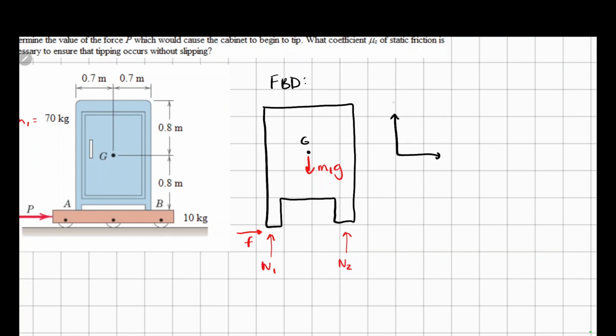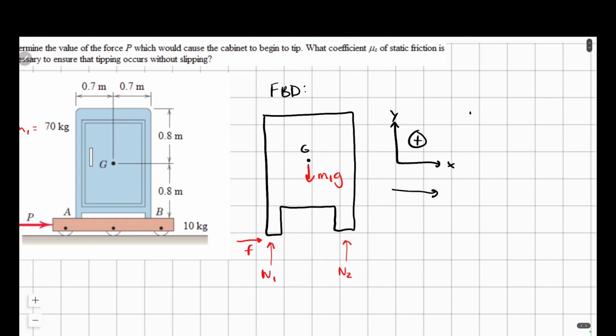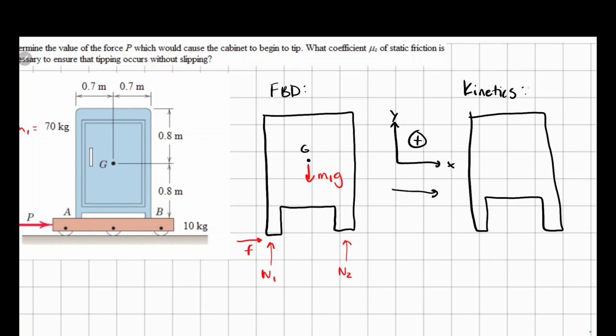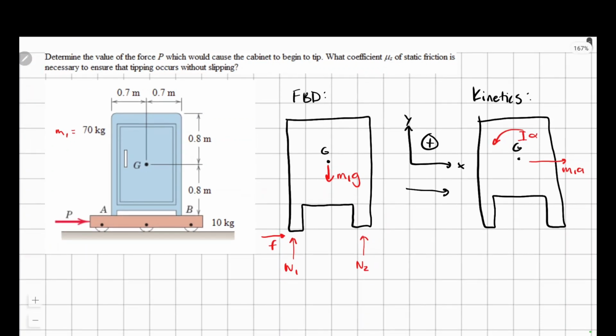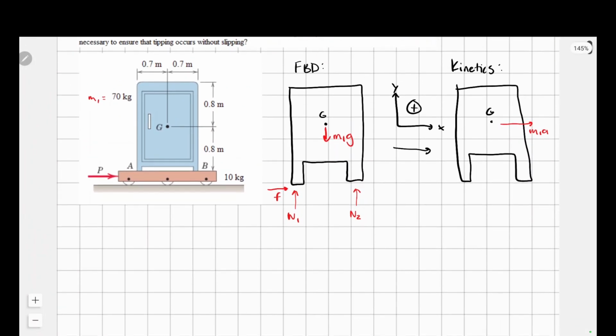Let's state our coordinates. So we have Y and X. And then let's start our kinetics diagram. We know that this cabinet is moving to the left, so we would have M1A, just like that. And you might think that it would have a moment this way, kind of like that. But actually, it's just asking when it's about to tip, not when it's in the motion of tipping. So it won't be moving in this case, so we won't have any moment on our kinetics diagram. So that's it for steps 1 and 2. Let's start doing our summation of forces and moments.